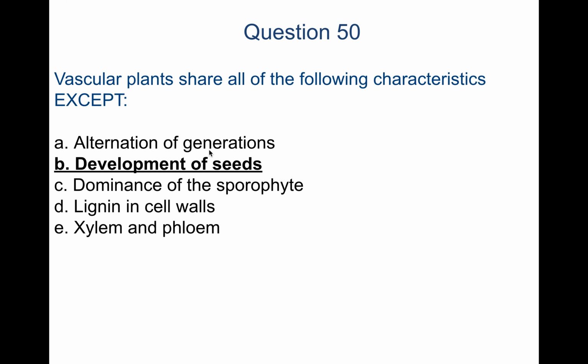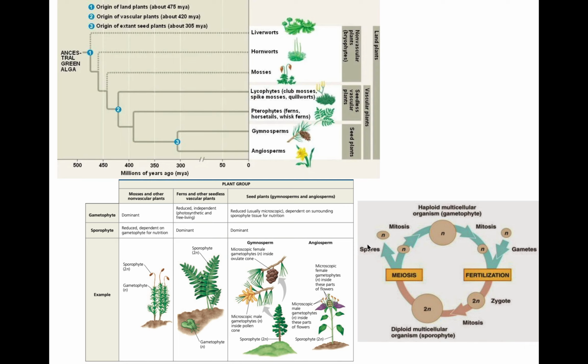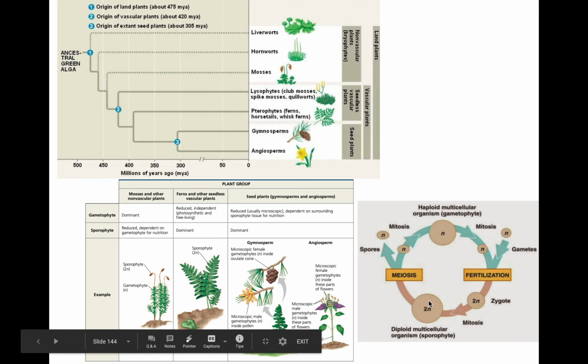Other things, alternation of generations. So this is right here. This is what's happening. The generations can alternate between diploid and haploid. You get spores, you get the gametophyte, then you get gametes, then you get fertilization of the zygote, and then it goes into the sporophyte, which then makes spores through meiosis that are haploid. So it's just alternating between diploid and haploid.